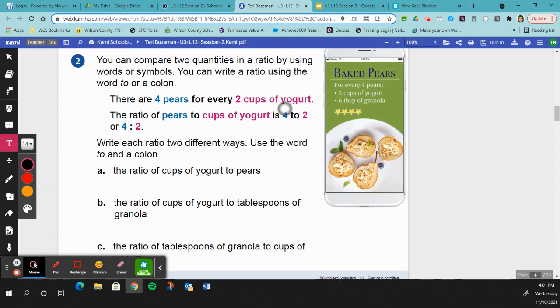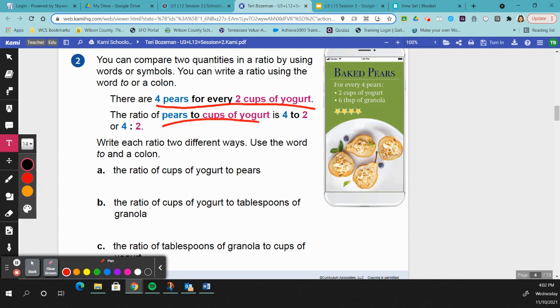Number 2 says you can compare 2 quantities in a ratio by using words or symbols. You can write a ratio using the word "to" or a colon. So it says there are 4 pears for every 2 cups of yogurt. That's our ratio. 4 pears for every 2 cups of yogurt. Pears to cups of yogurt is 4:2. So we can write it with the word "to," or we can write it with a colon. So we're going to go through some examples here, and we're going to practice writing the ratios in each of those ways.